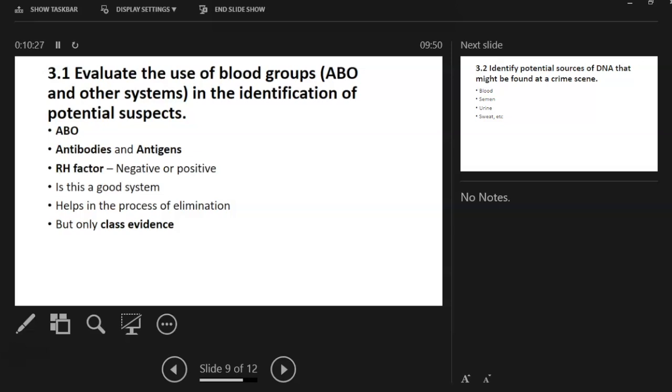But it does help in the process of elimination. You know, if you've got a suspect who's A positive and you've got a sample that's A positive, it suggests that it's more likely that it was them. But it's only class evidence. So it can't tell you an individual person. It only says that they belong to a certain group of people.